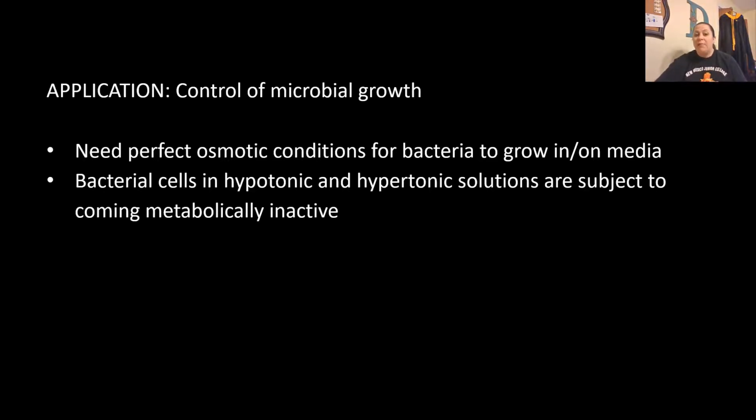Bacterial cells in a hypotonic and hypertonic solution are subject to becoming metabolically inactive. Therefore, they can't be utilized anymore. They can't continue to do their job because their metabolism has stopped.